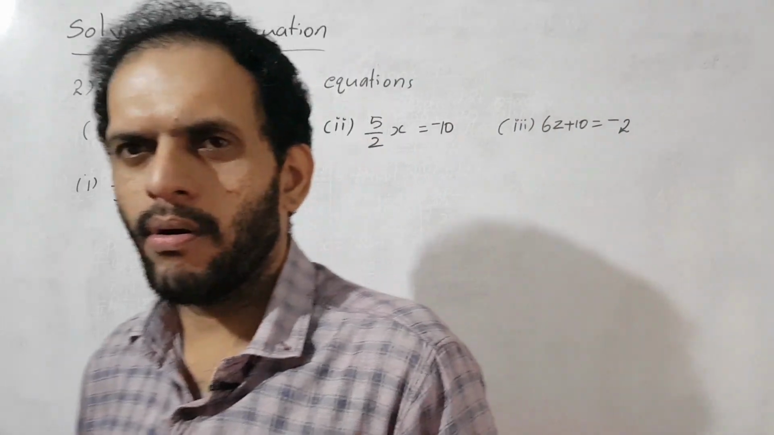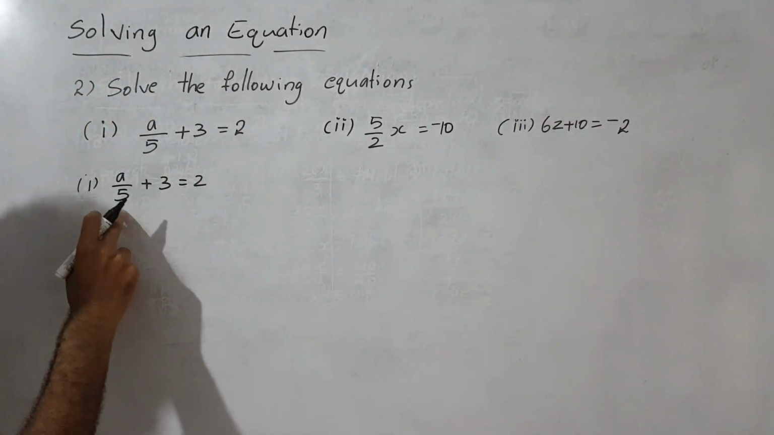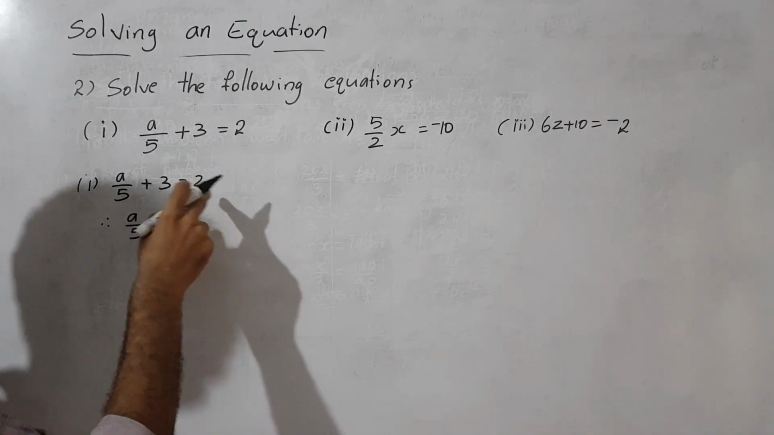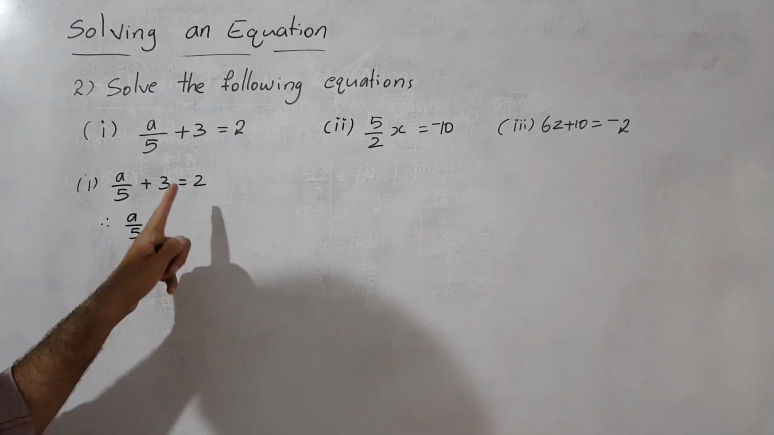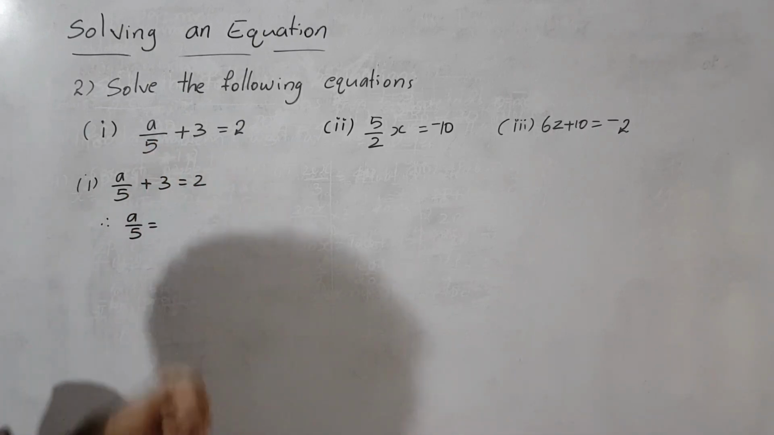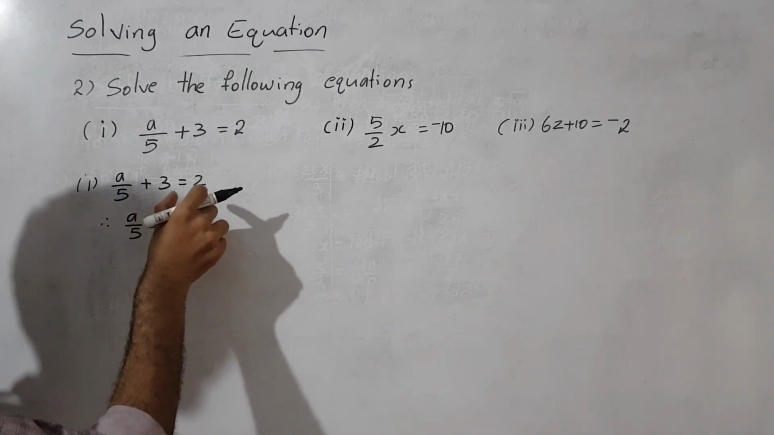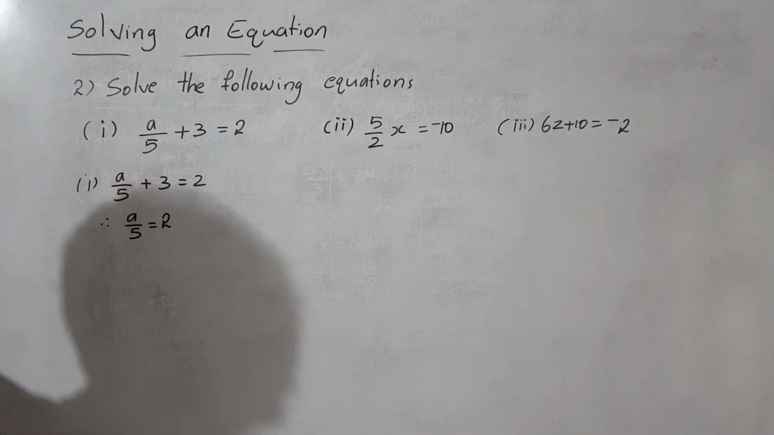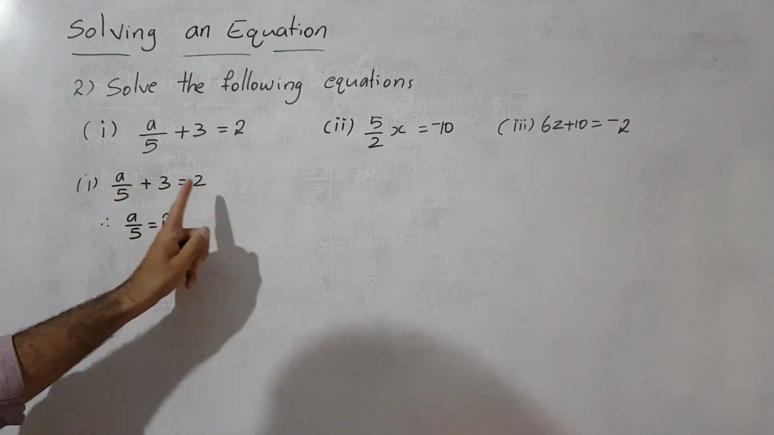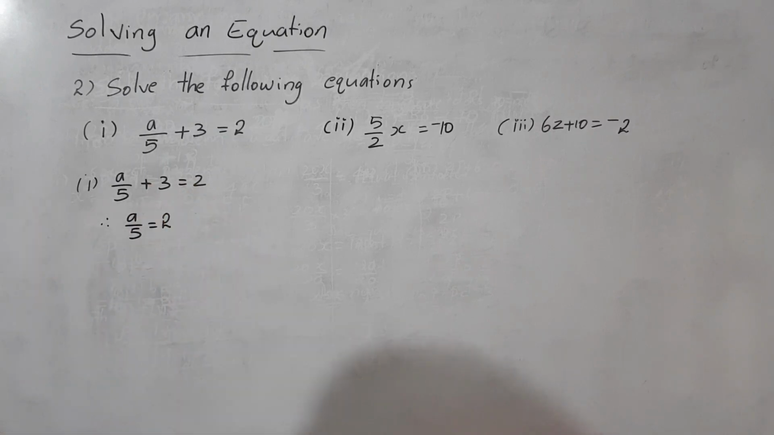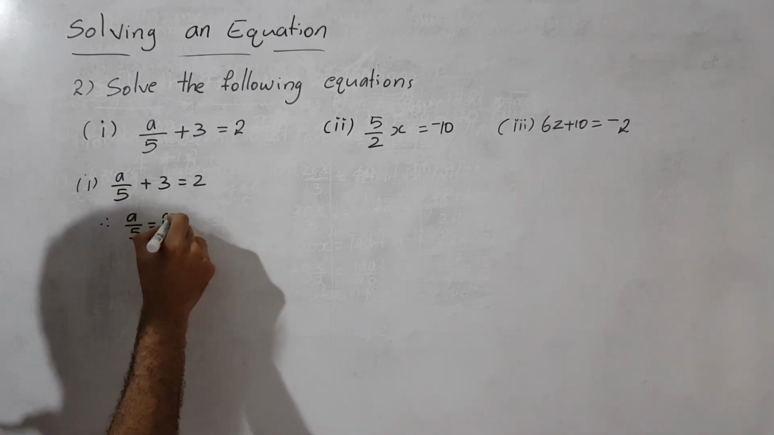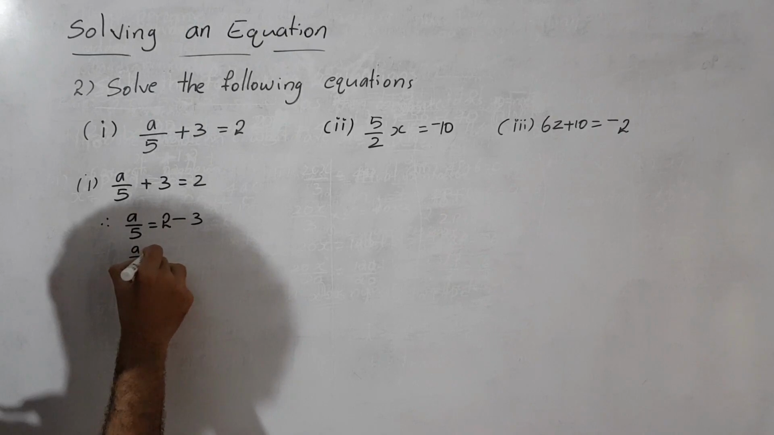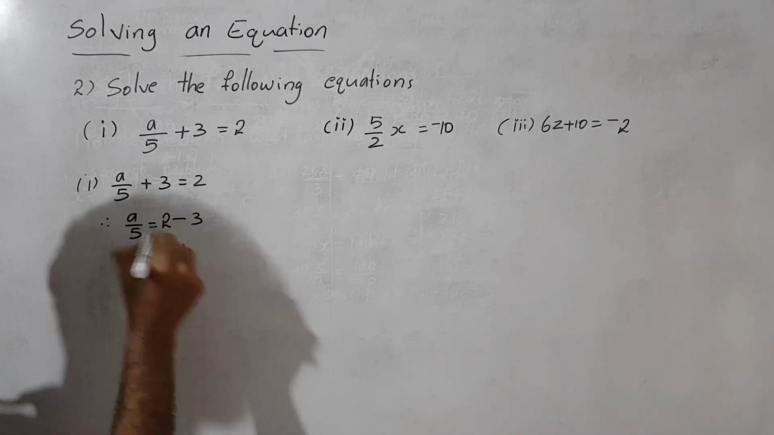Okay, -3. Then what is remaining here is a by 5. Therefore a by 5 is equal to, then at the time of transpose you must write what lies in the RHS first. ട്രാൻസ്പോസ് ചെയ്യുമ്പോൾ ഒരു കാര്യം കൂടെ ശ്രദ്ധിക്കണം. ഇപ്പോൾ RHSൽ ഉള്ളത് ആദ്യം എഴുതണം, കൊണ്ടുവരുന്നത് രണ്ടാമത്. So a by 5 is equal to 2 minus 3. 2 minus 3 is -1.